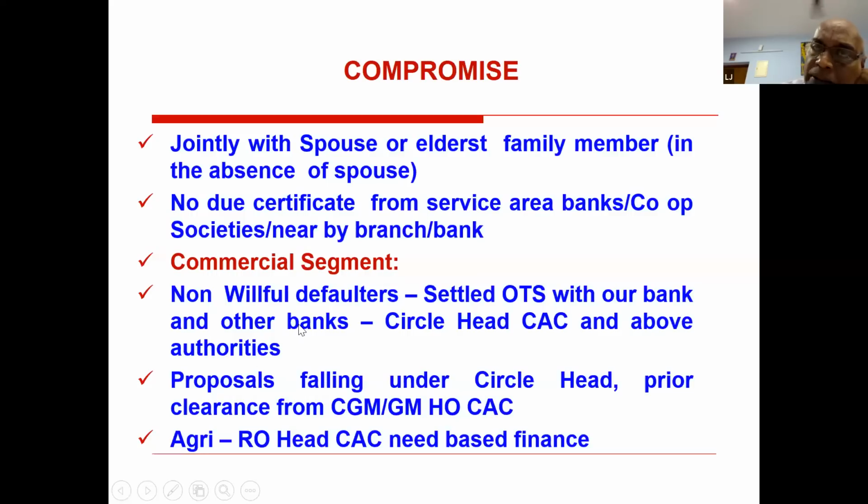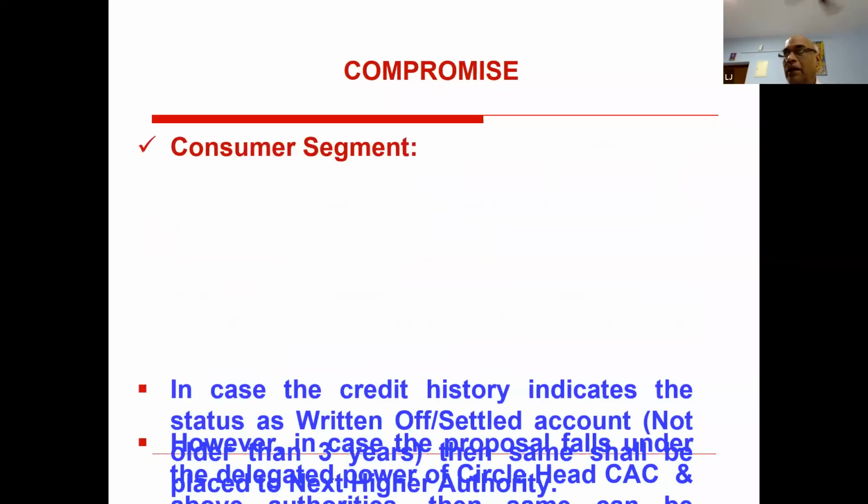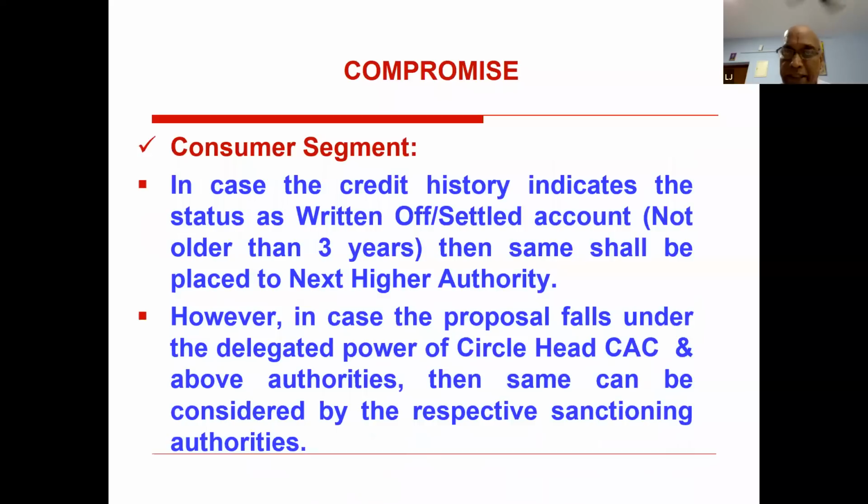For other people, the commercial segment, OTS settled either with your bank or another bank, the circulars give only this power. Okay, these two commercial segments we saw, up to 50,000. The third category, which all of you know, is retail lending. Third category, consumer segment. What is consumer segment? I already told you: a loan given to an individual is a consumer segment.